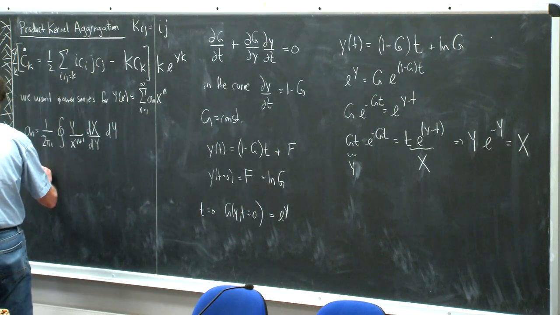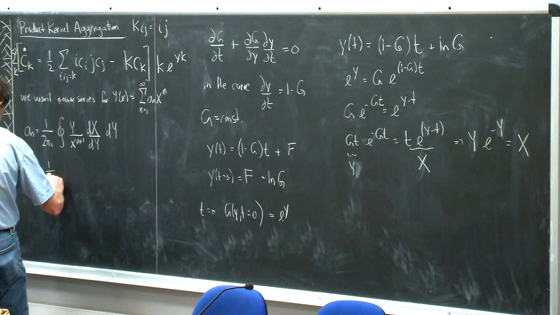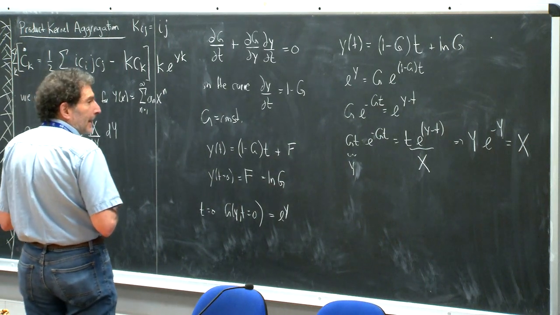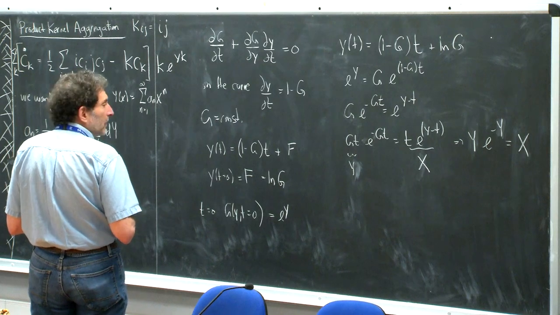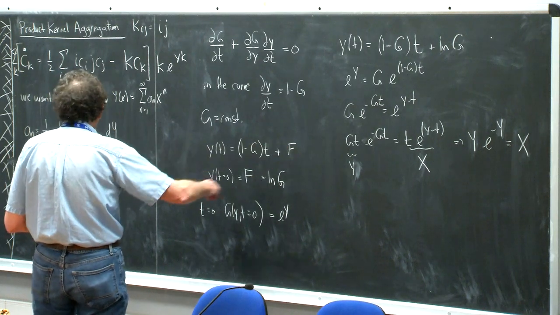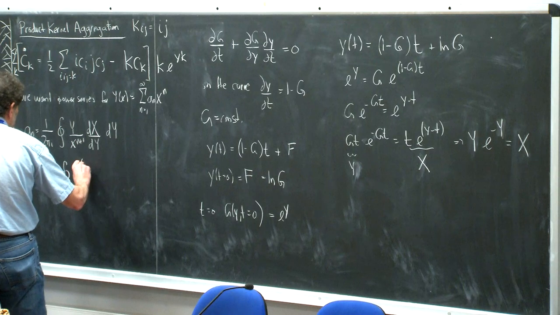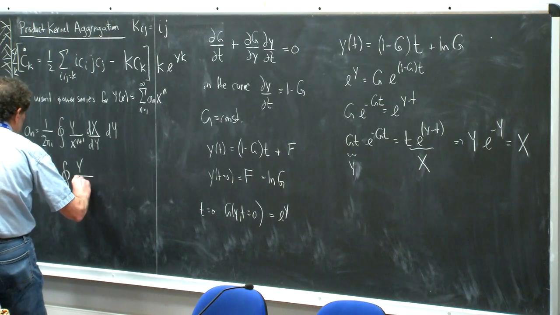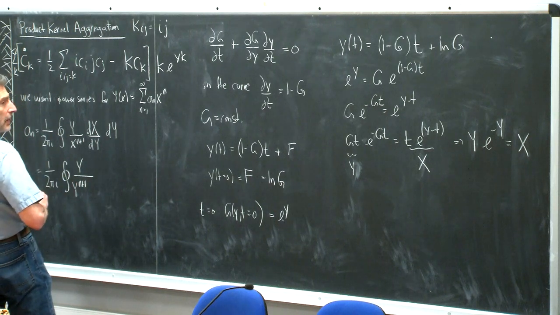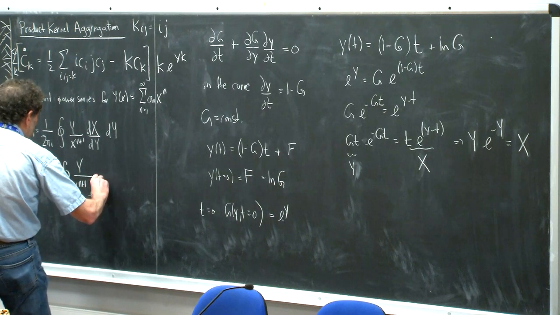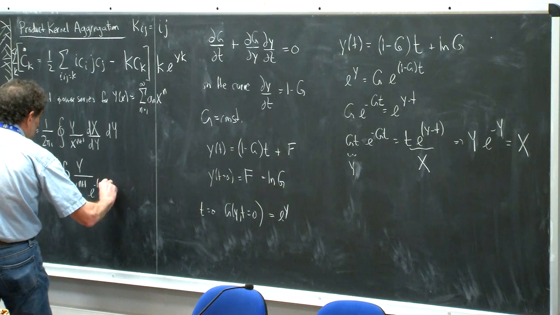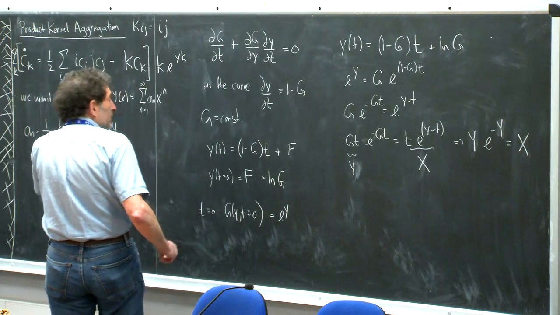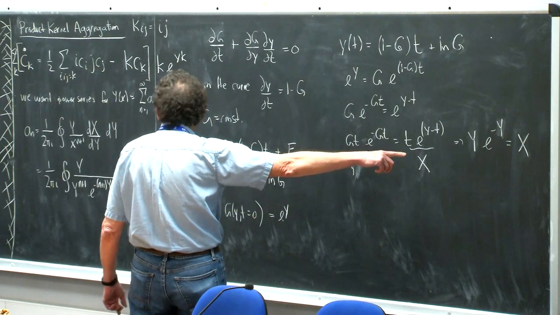And so let's see what we get. So this is 1 over 2 pi i, the contour integral. Okay, so x, we know what it is. So we have here y divided by x to the n plus 1. So that's y to the n plus 1 e to the minus n plus 1 y. And dx dy, well, I do know what that is.